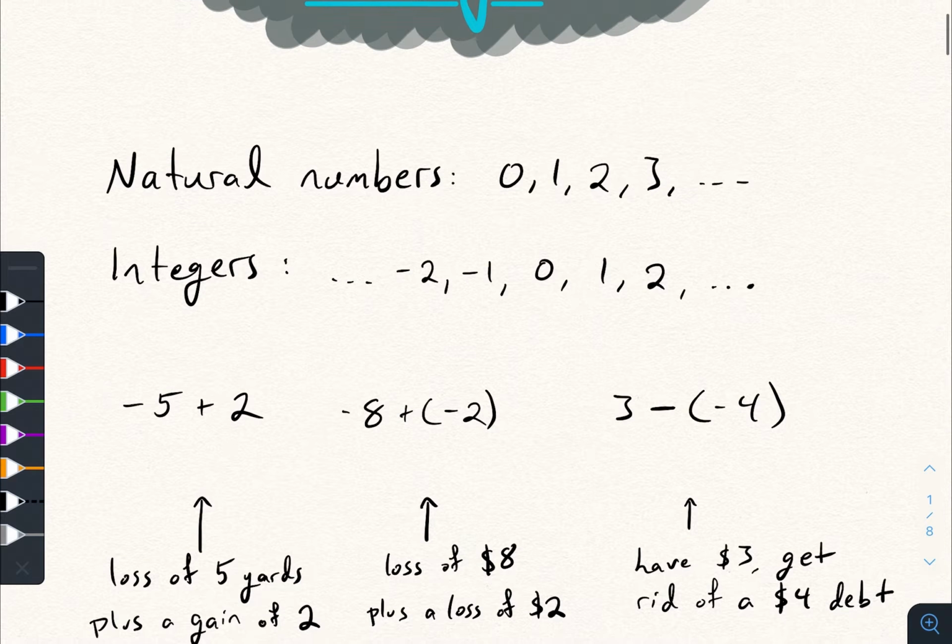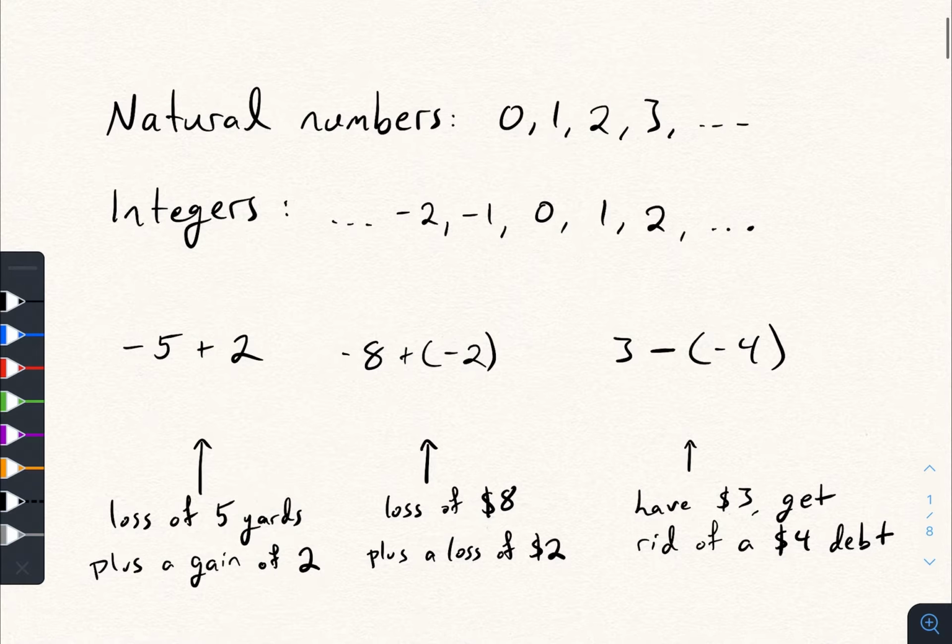So some examples of how we can model things like these in the real world would be, so -5 plus 2 would be like maybe in football or something. It's like a loss of 5 yards combined with a gain of 2 yards. -8 plus -2 would be like a loss of $8 plus an additional loss of $2.